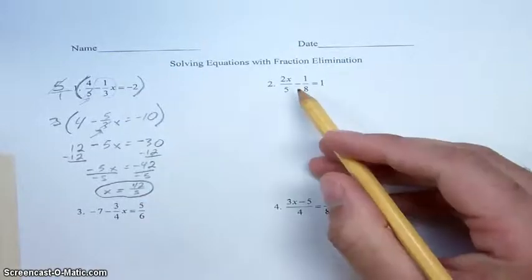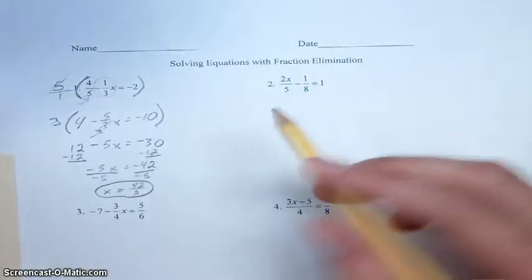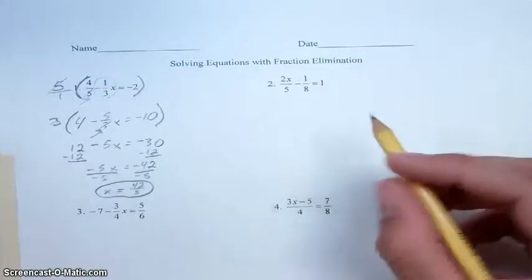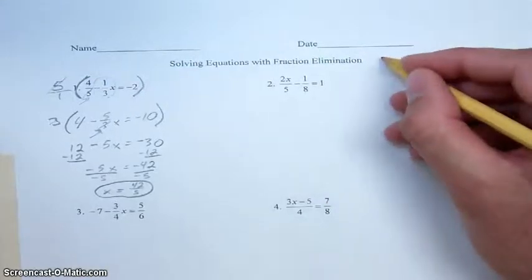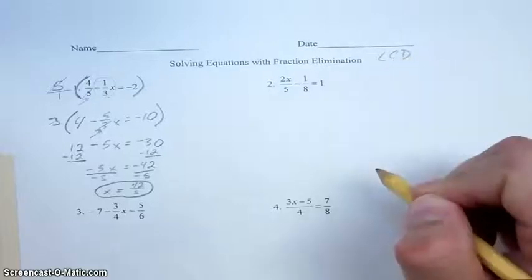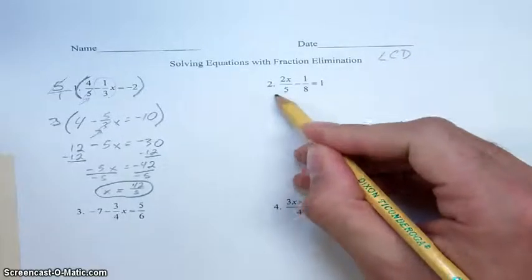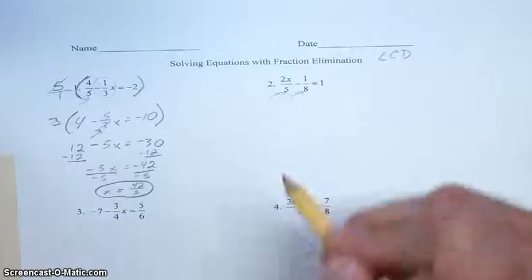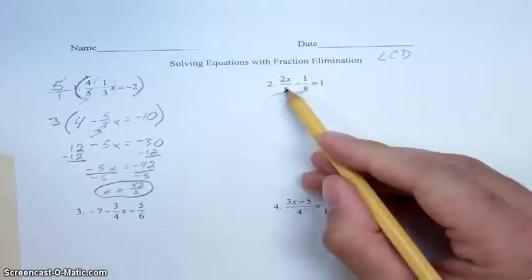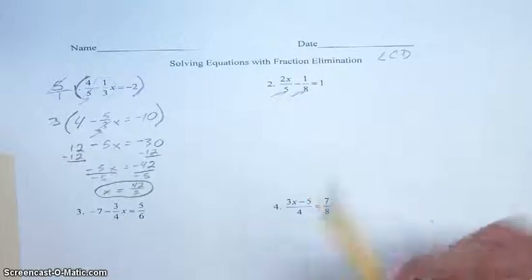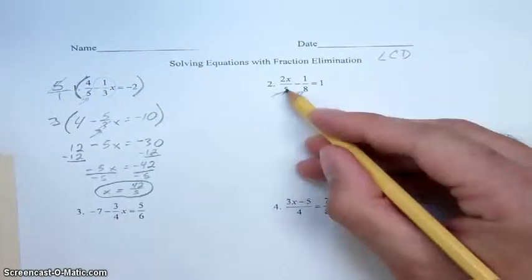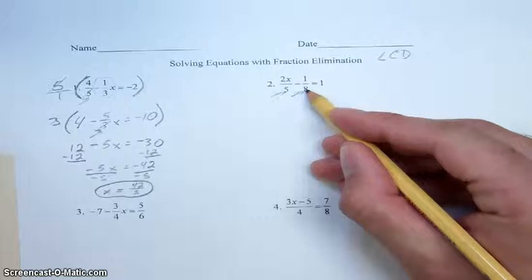I'm going to do example 2 now in a slightly different way. Same process, I'm still going to be scaling it up, but this is actually a quicker method. I'm going to be using the LCD, the least common denominator. What is the least common denominator between 5 and 8? What I'm asking is, what number can both 5 and 8 go into evenly? Well, that number would be 40. 5 times 8 is 40, and 8 times 5 is 40.